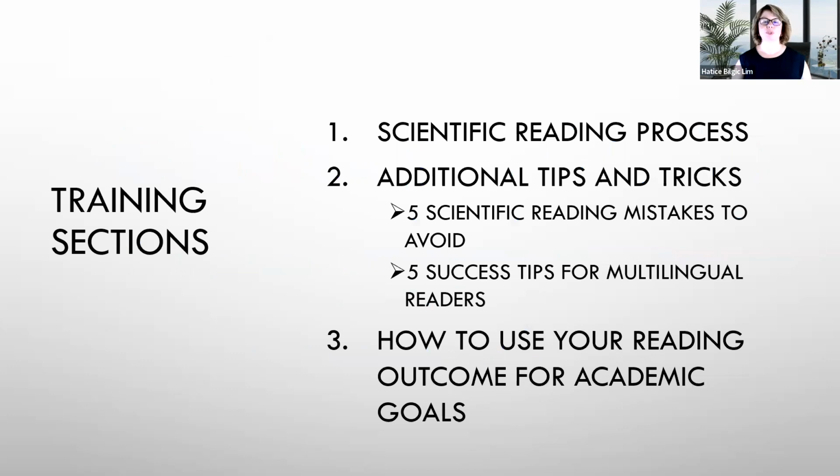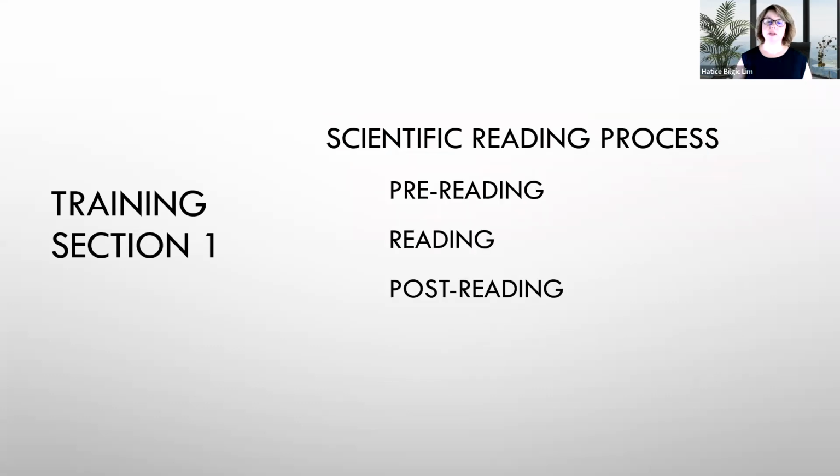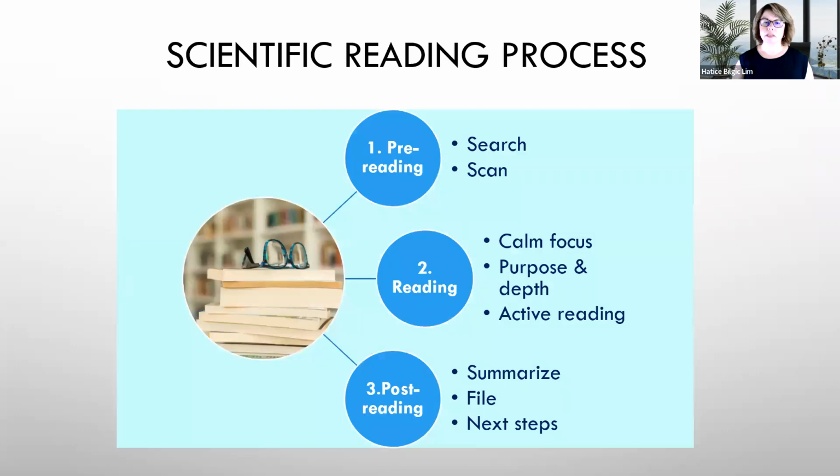You may remember from the introduction, there are 3 sections in this training. In this and next coming videos, we will go over the first section, which is about the scientific reading process. This section covers the specific steps of the scientific reading process. The process is divided into 3 parts: pre-reading, reading, and post-reading. In this video, we will get started with the brief overview of all 3 of the steps. Then we'll look into pre-reading in detail.